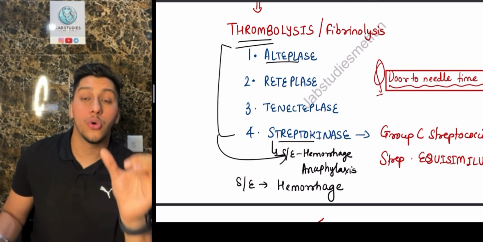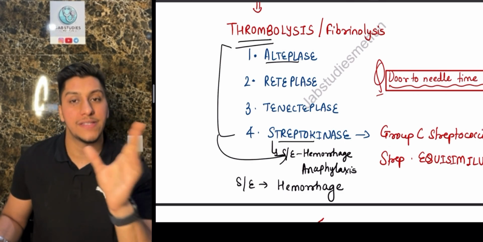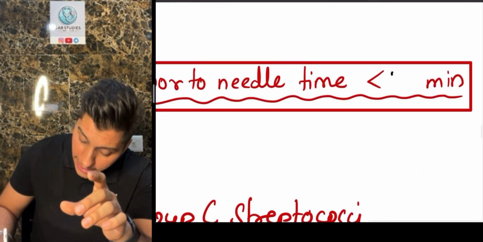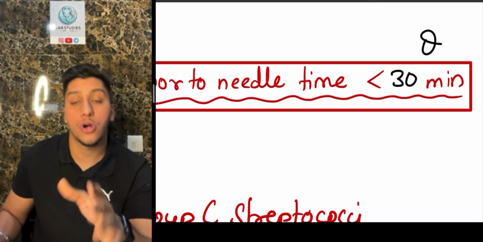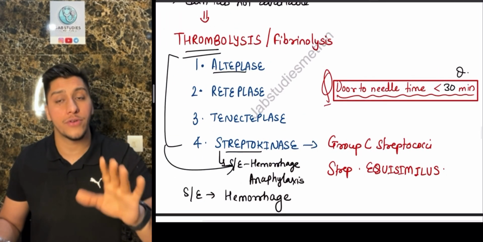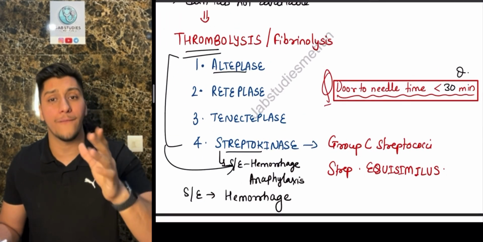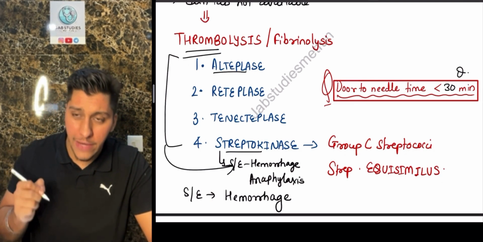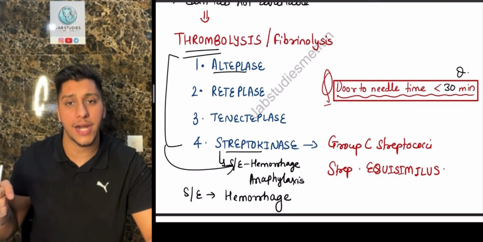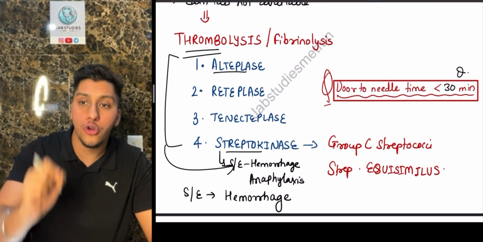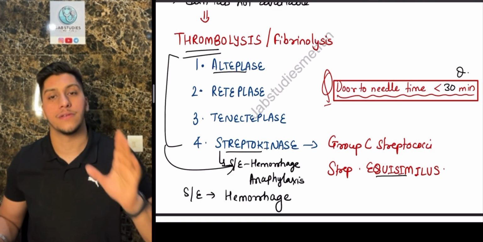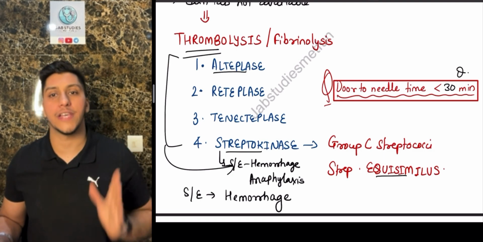Now, door to balloon time for the PPCI was 90 minutes, but door to needle time is less than 30 minutes. So the doctors should know that, okay, we don't have PPCI, we have to directly start our thrombolysis treatment and it should be done within 30 minutes. Okay. Now let's talk about microbiology. If they ask you how streptokinase is extracted, it is extracted from group C streptococci, specifically Streptococcus equisimilis. Make sure you know this as well.